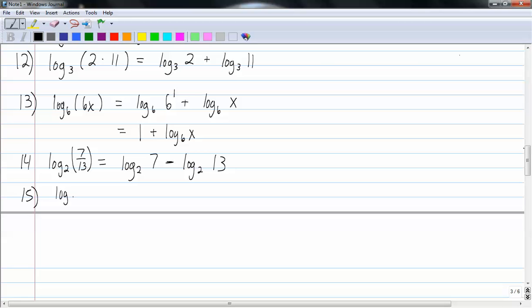Number 15, log base 12 of 12 over x. Again, that is a quotient. So apply the quotient rule to expand this. That'll be log base 12 of the numerator minus log base 12 of the denominator. All right, so now log base 12 of 12 can be reduced because the base of the logarithm and the base of what we're taking the logarithm of are the same. So the answer for that logarithm is just the power. The power is 1 there, so it's 1 minus log base 12 of x. So number 15 is D, as in delta.